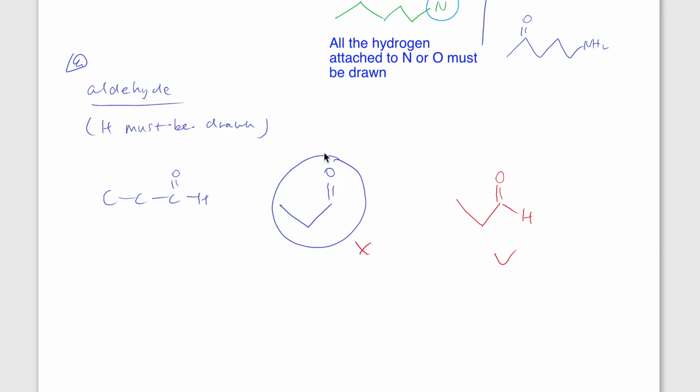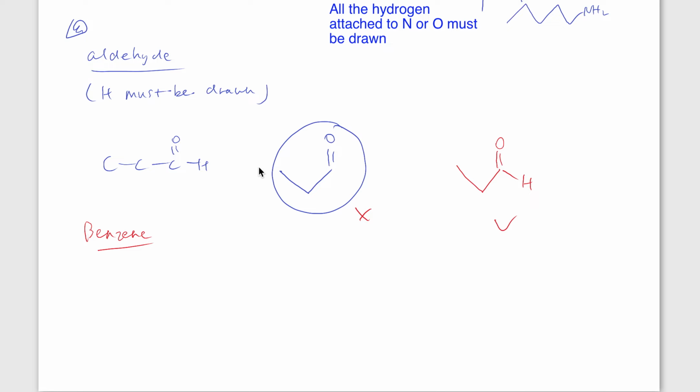Yeah, and then the last one for benzene. So for benzene, we know it looks like this. 6 carbons and 6 hydrogens are rounded. So there are 2 ways to draw it.